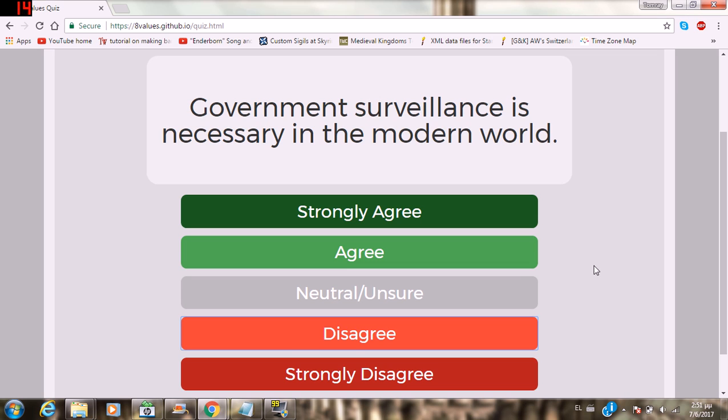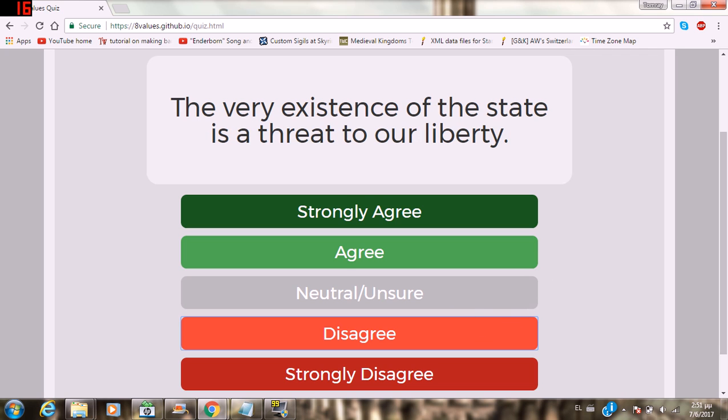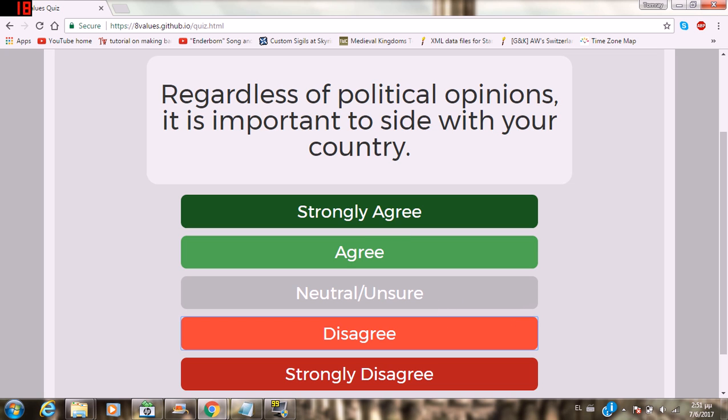Again, if we have enough surveillance as it is, we don't need to increase it. The very existence of the state is a threat to our liberty. No. Regardless of political opinions, it's more to decide with your country.